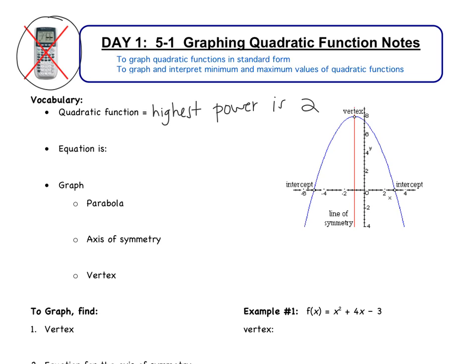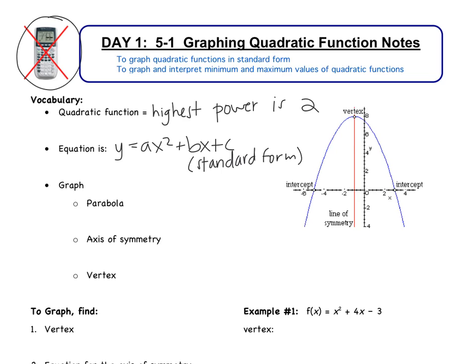The equation for a quadratic function is y equals ax squared plus bx plus c. This is called standard form. So you're going to see quadratics in other forms as well, but today we're just going to be talking about standard form. So today we're going to be graphing quadratics, which is the picture that you see to your right.